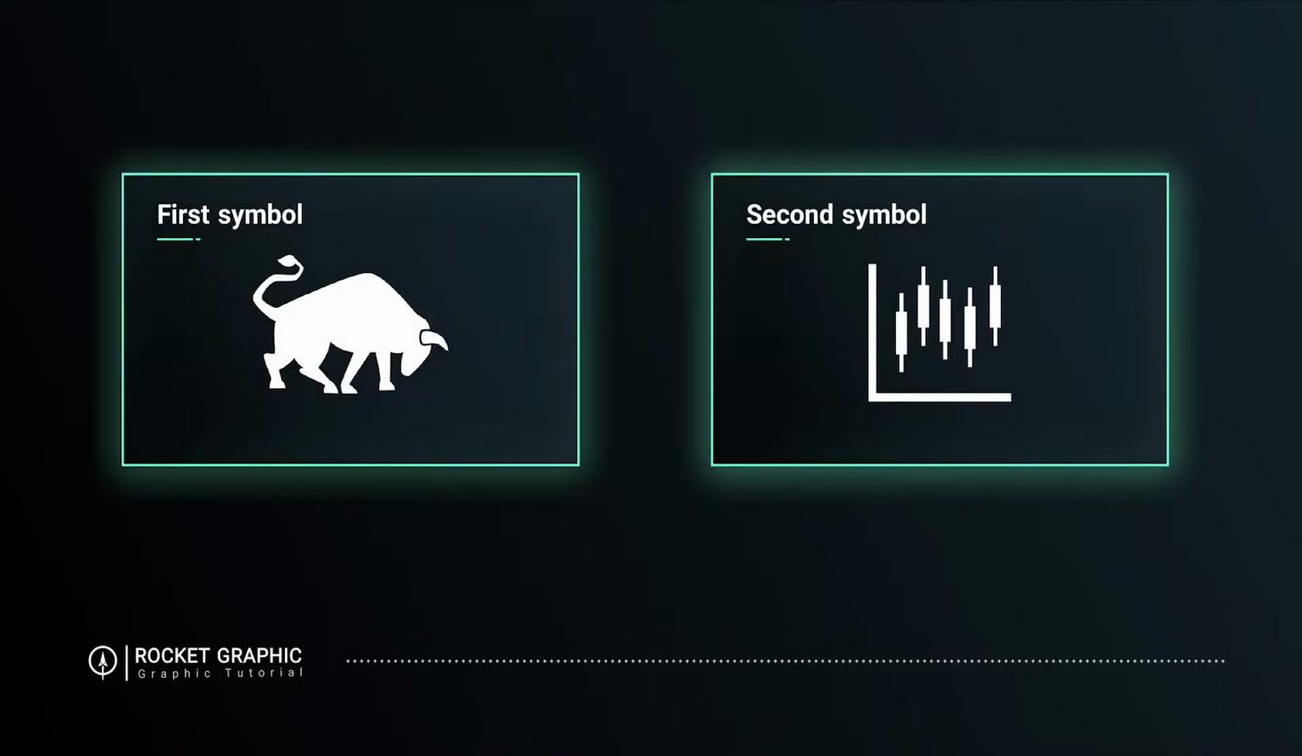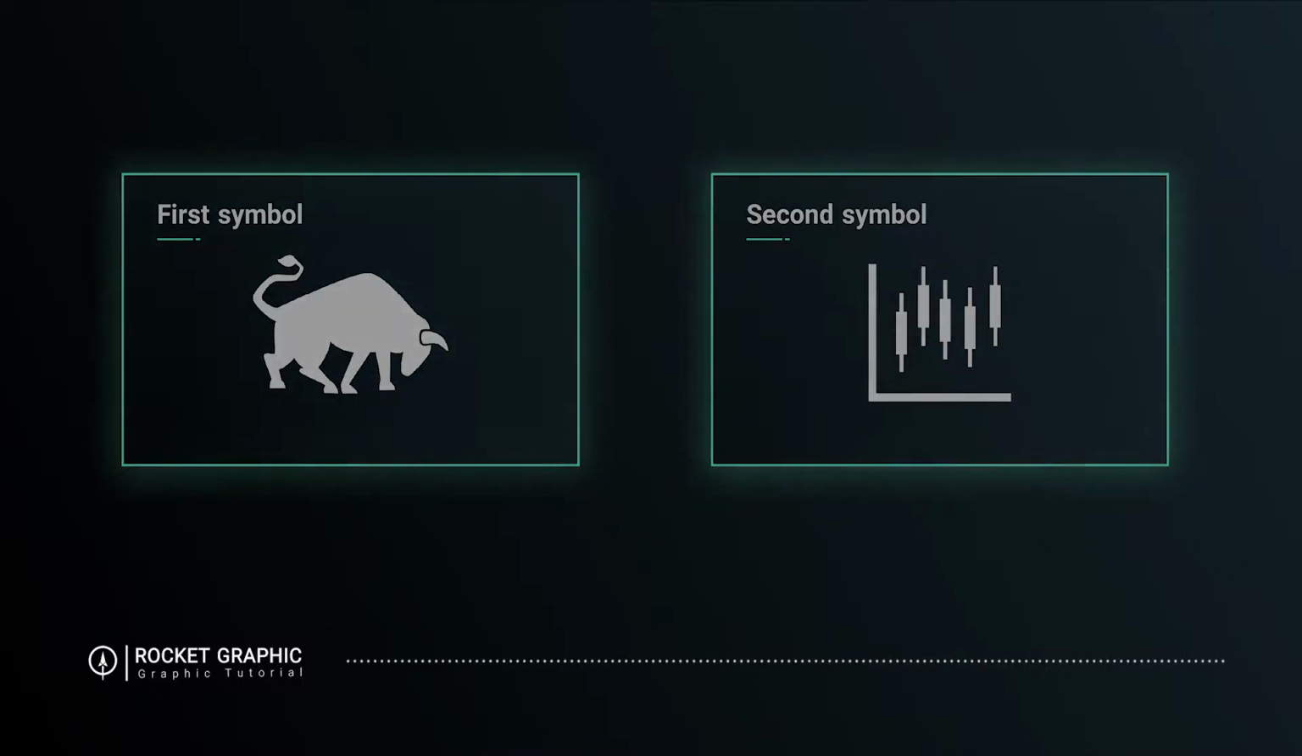First symbol, bull. The symbol of the bull in the financial markets is a sign of a rising market and growing markets. Second symbol, candlesticks. Candlesticks are the part of the market that show the market movement to traders. Well, we had the symbols needed to design this logo.